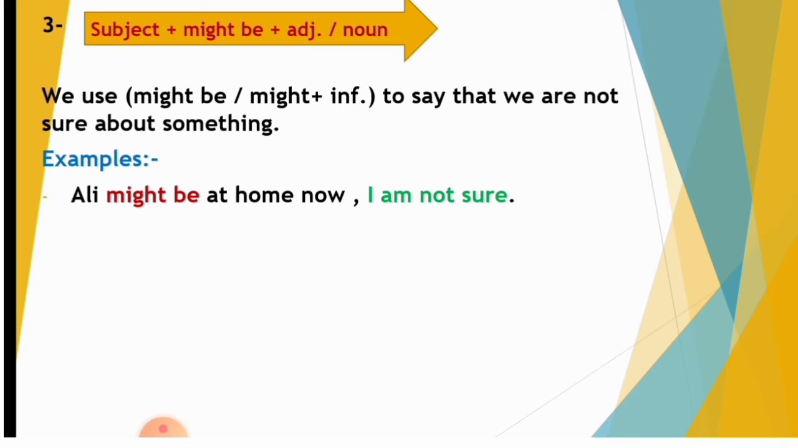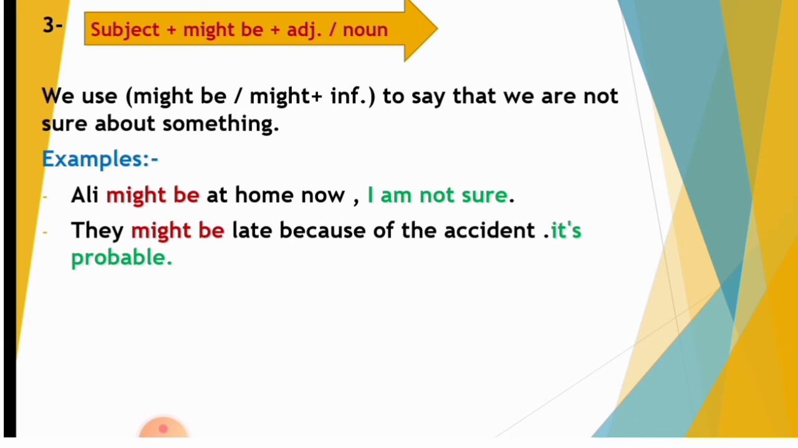We have some examples here. Ali might be at home now. So you feel here in the sentence that I am not sure, so I used might be. Might be at home, might be outside his home. I'm not sure. They might be late. They might be late because of the accident. It's probable. من المحتمل.